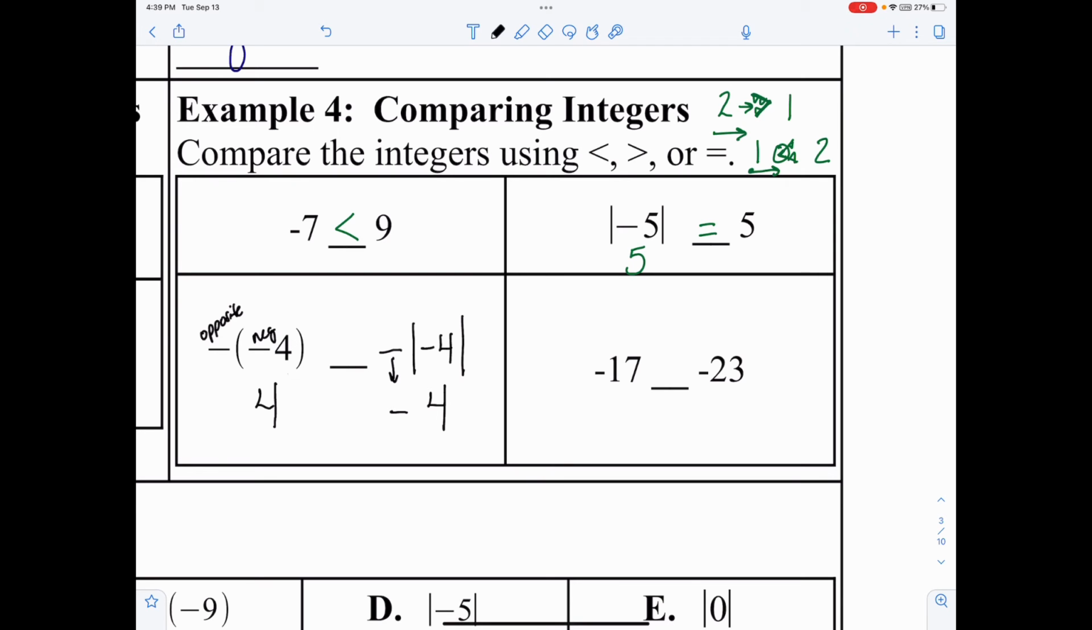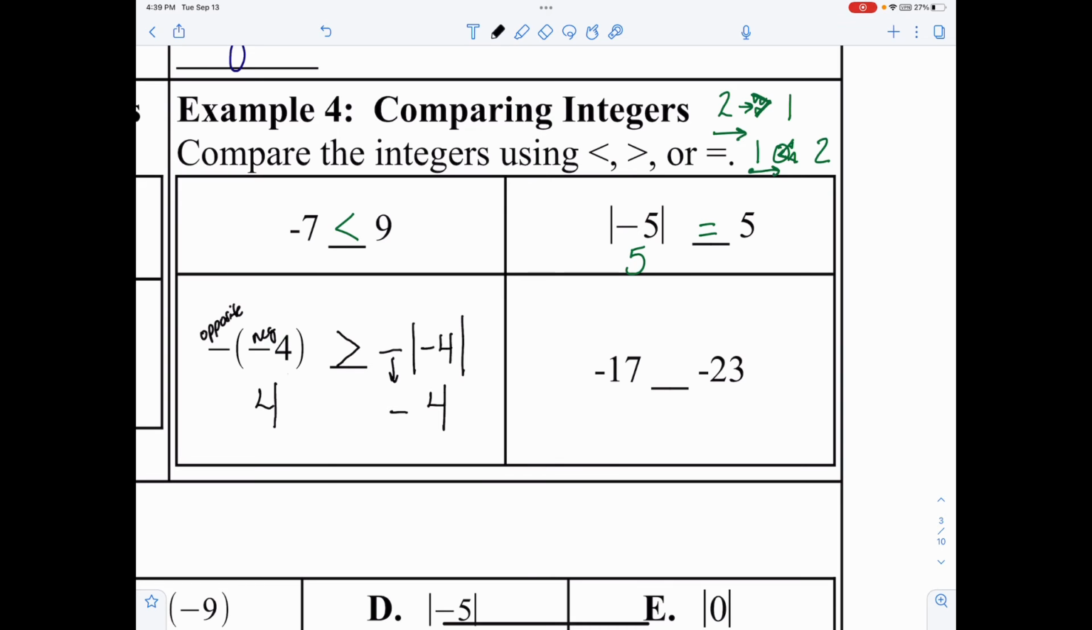So now we have +4 compared to -4, and I know +4 is larger or greater than -4. Last one, we have -17 and -23, and I want you to think about temperature here is the best way to compare negatives. So which one is colder? Is it -17 or -23? So that's the one that's less.